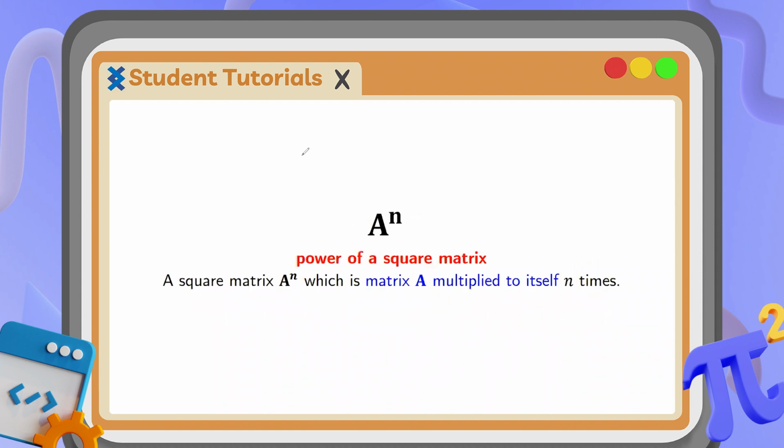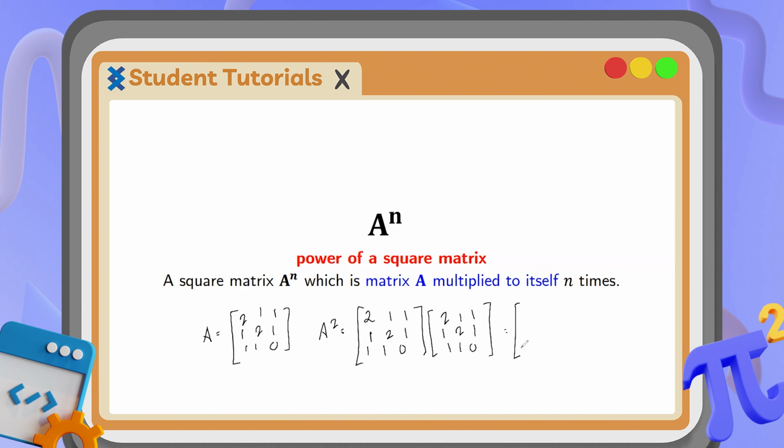So now we have the power of a square matrix, which is a square matrix A raised to n, which is the matrix multiplied to itself n times. So if you have, let's say, a matrix like this, and you want to get A squared, you'd have to do matrix multiplication to itself and do the necessary operations to get to your answer. So that would be 2, 1, 1 times itself.